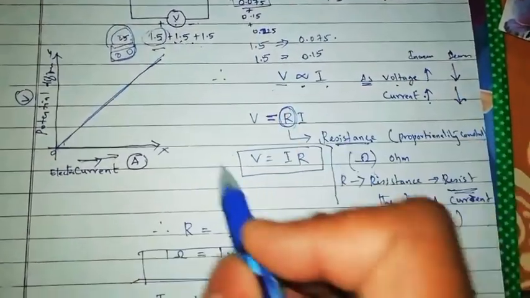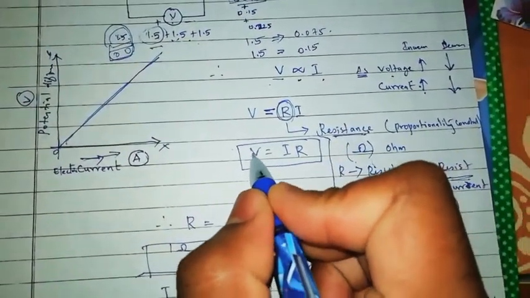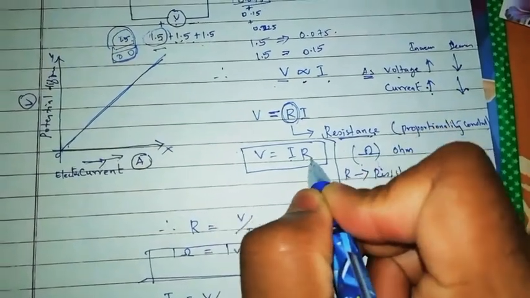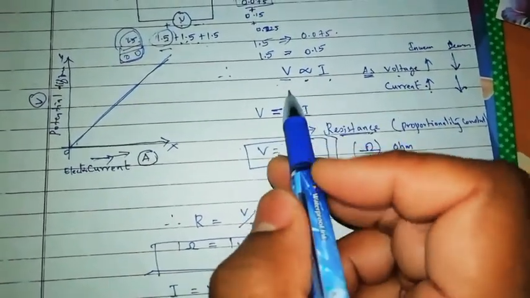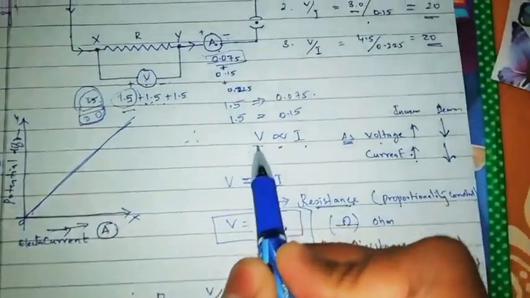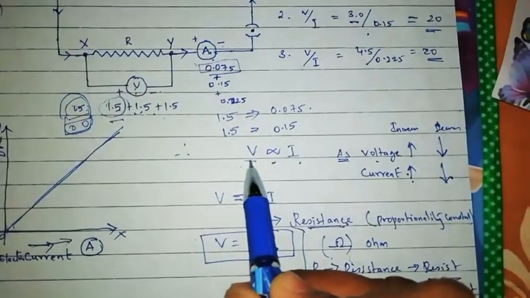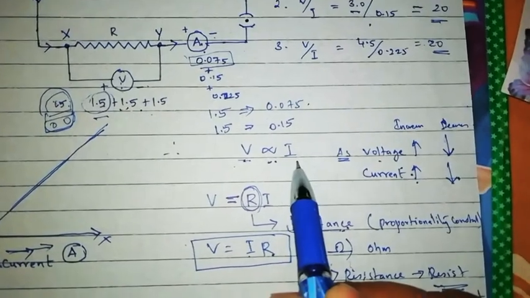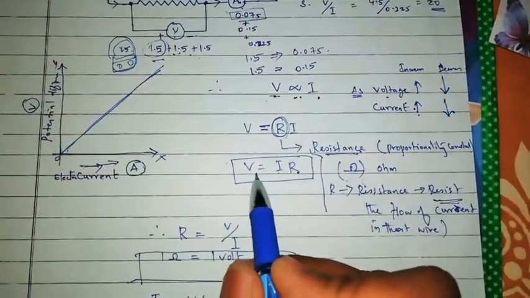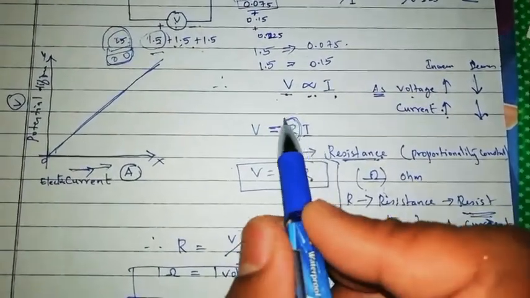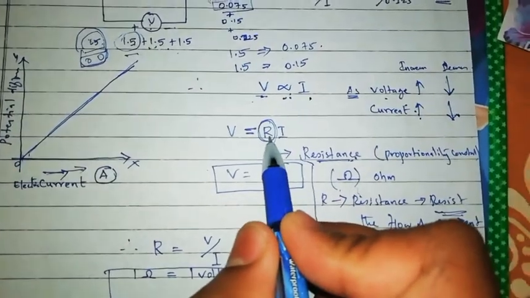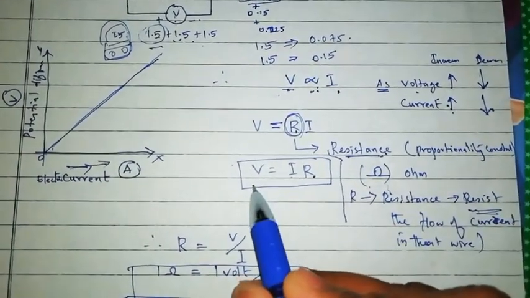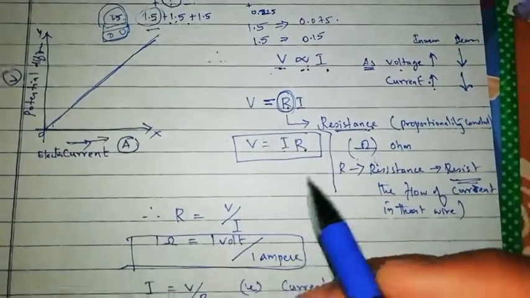So if I want to write this equation, I can write like this: V is equal to IR. So we know that voltage or potential difference is directly proportional to I, the electric current, right? If I want to remove this proportionality sign, I use this constant R. So now the formula comes as V is equal to IR.